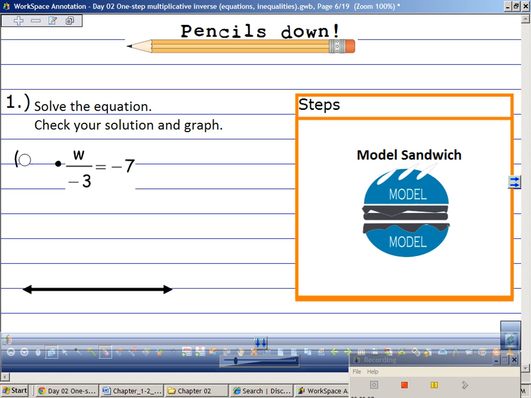Let's rewrite this. W over -3 is also written -1/3 W. Have you seen it written like this before? No? You've never seen it written like this before.